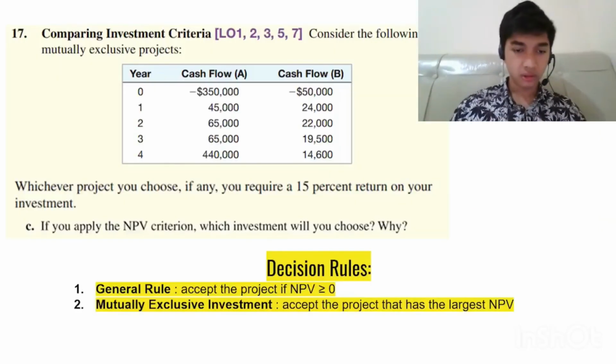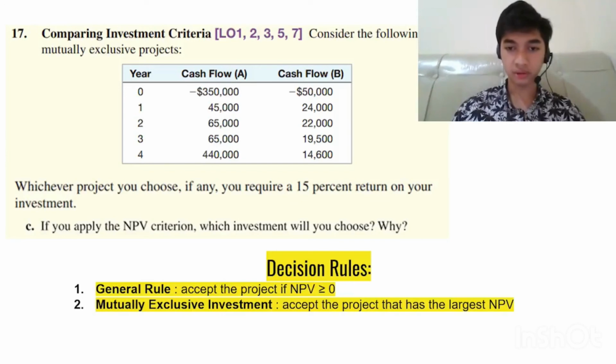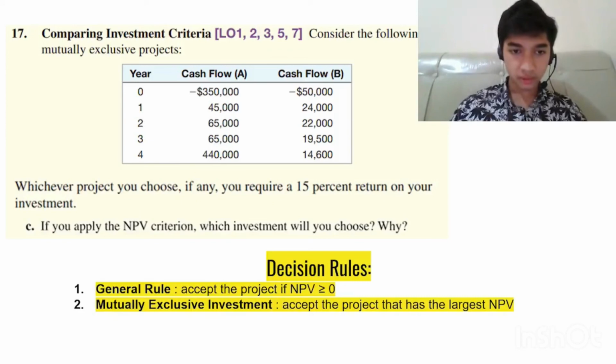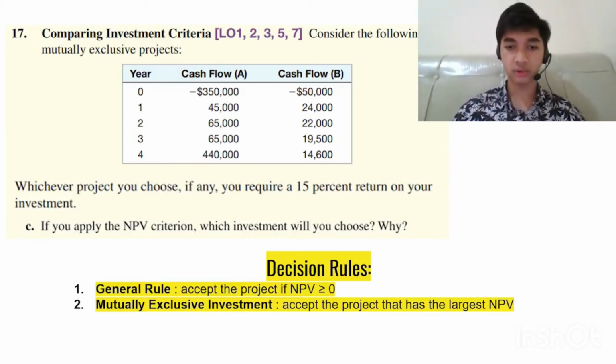Here's the question. There are two projects, A and B, with their cash flows and a 15% return on investment. The question is, if you apply the NPV criterion, which investment will you choose? Why? The decision rules to choose the project are the general rule and the mutually exclusive investment rule.